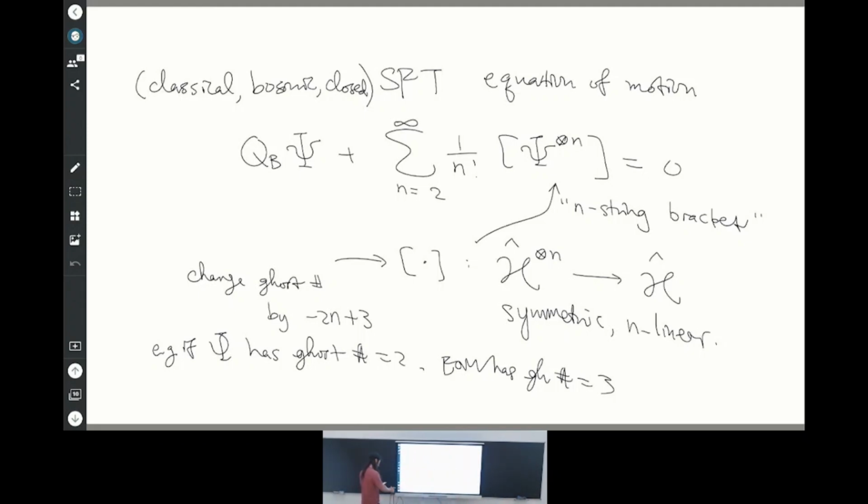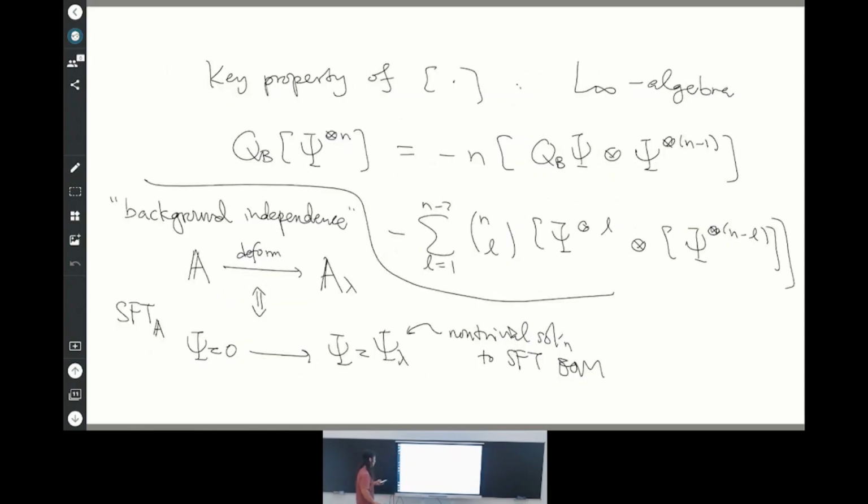Okay. Let me see. I think I need to at least provide some recipes. I should say what goes into defining the string bracket, which is the most non-trivial dynamical data in the string field equation, and discuss one non-trivial example of a solution that illustrates the use of this. So this n-string bracket can be abstractly defined in the following way.